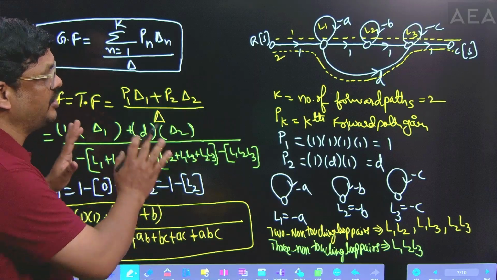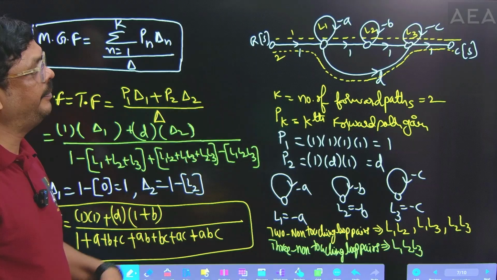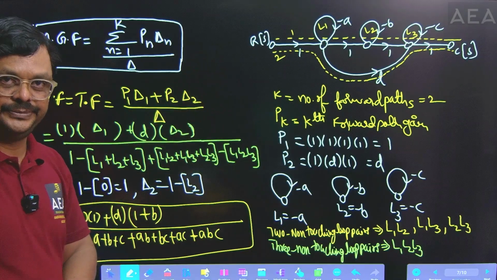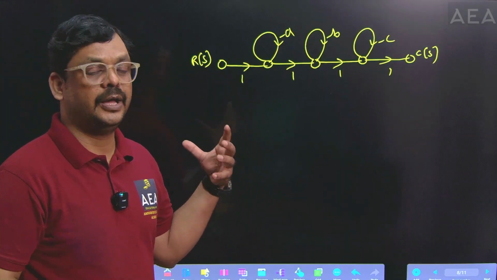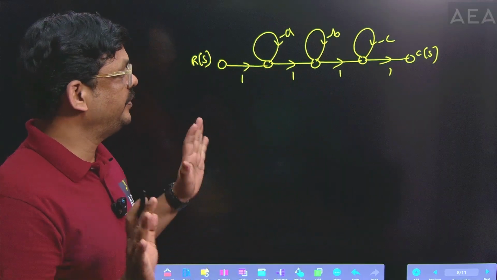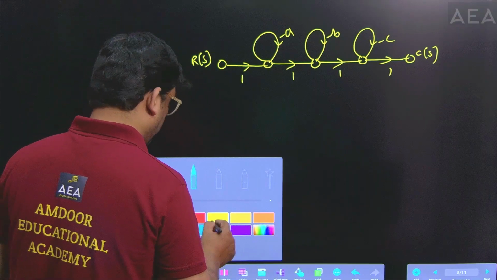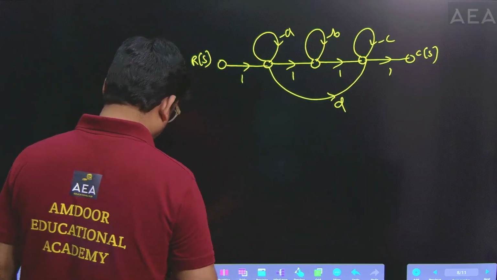Simple shortcut technique means no need to write all this. Directly we have to write the transfer function based on the given signal flow graph. Now here I am going to explain how to write the transfer function from the signal flow graph directly. For that purpose, first of all, we have to identify the number of forward paths. I'm taking the previous problem now.